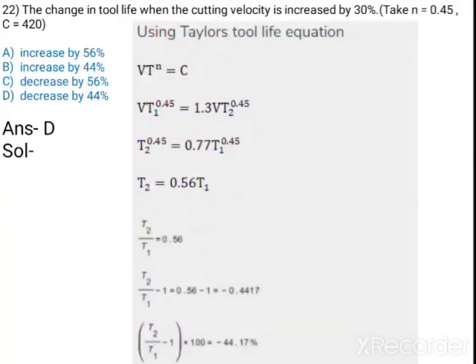Now question number 22. The change in tool life when cutting velocity is increased by 30 percent. Take n equal to 0.45 and C value as 420. Using Taylor's tool life equation, V T raised to n is equal to constant, and the first equation you will get V into T1 raised to 0.45 is equal to constant. You can put that constant value as 420, but the constant will be the same for all the equations. So don't take that, just take the expression. You are going to increase the cutting velocity by 30 percent, that is nothing but 130 percent, meaning 1.30.